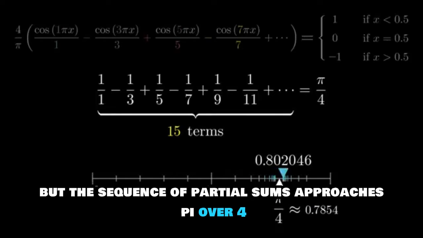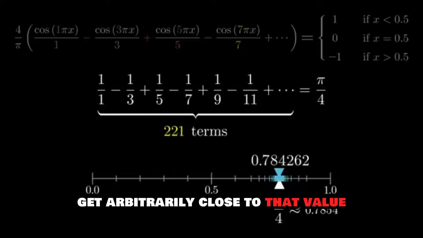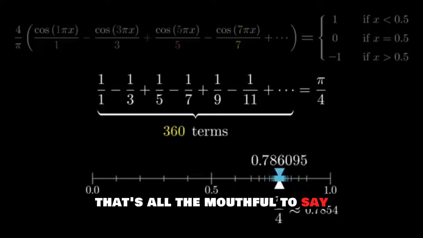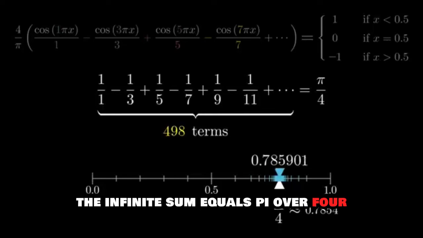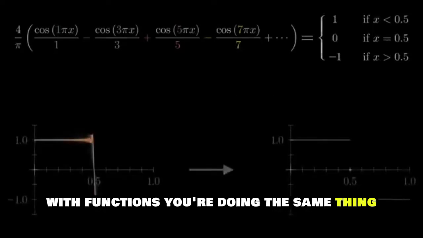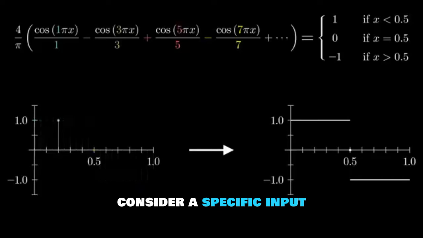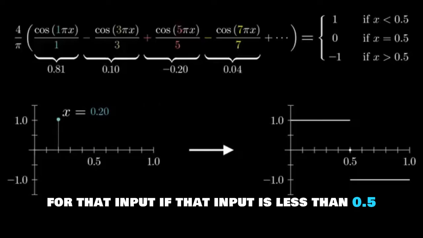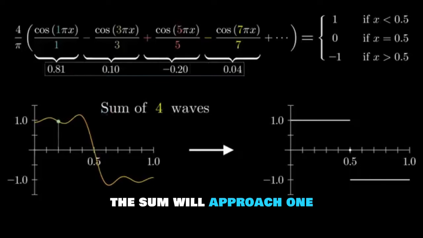But the sequence of partial sums approaches pi over 4, which is to say, the numbers you see, while never equaling pi over 4, get arbitrarily close to that value, and they stay arbitrarily close to that value. That's all a mouthful to say, so instead we abbreviate and just say the infinite sum equals pi over 4. With functions, you're doing the same thing, but with many different values in parallel. Consider a specific input, and the value of all of these scaled cosine functions for that input. If that input is less than 0.5, as you add more and more terms, the sum will approach 1.